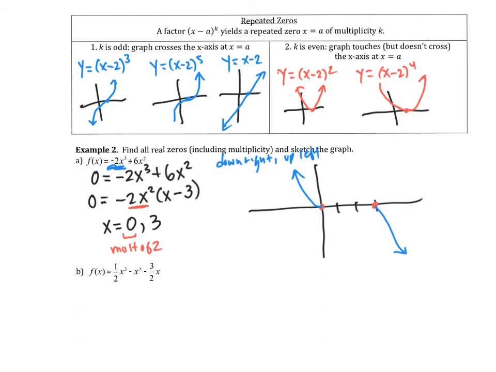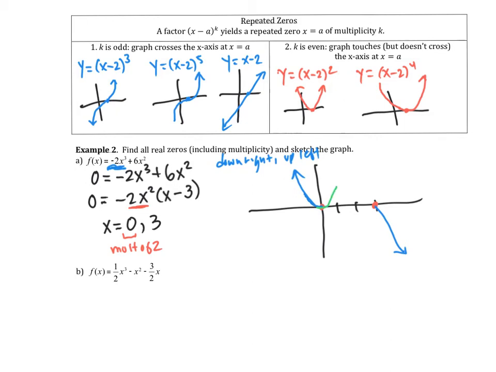Okay, now what's going to happen in the middle? I'm just going to make a sketch based on the zeros and the multiplicity of the zeros. Because x equals 0 has a multiplicity of 2, this is even. It has an even k. So this graph is going to hit at 0, but it's not going to pass through the 0. It's going to come back up.